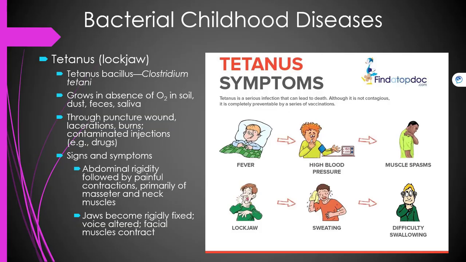Tetanus, or lockjaw, occurs as a result of a bacterial infection. The tetanus grows in the absence of oxygen in the soil, dust, feces, and saliva. We can come into contact with tetanus through puncture wounds, lacerations, or burns, or even from contaminated injections such as intravenous drug use. Some of the signs and symptoms include abdominal rigidity followed by painful contractions, primarily of the masseter or cheek muscles and the neck muscles. The jaw becomes rigidly flexed, hence the lockjaw name. The voice becomes altered and facial muscles contract.